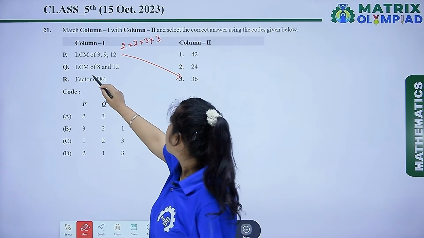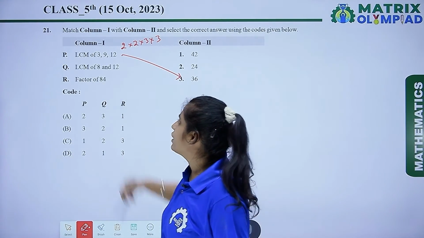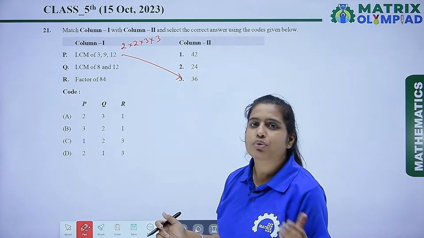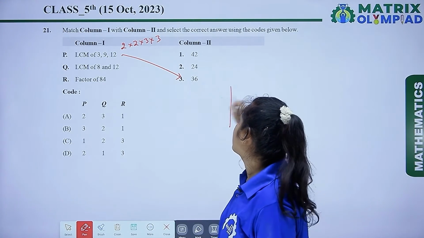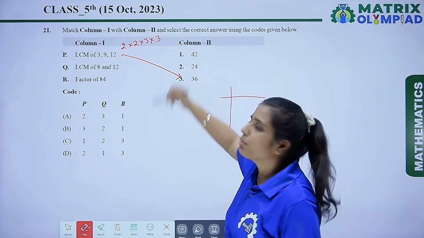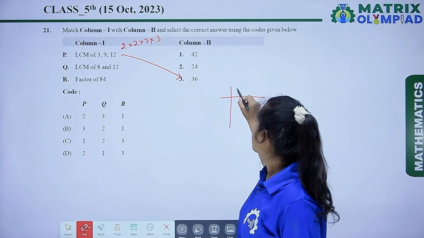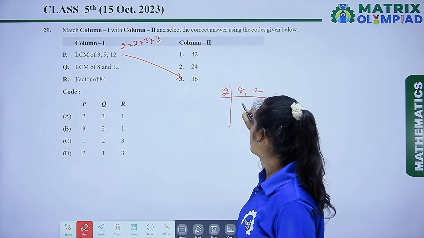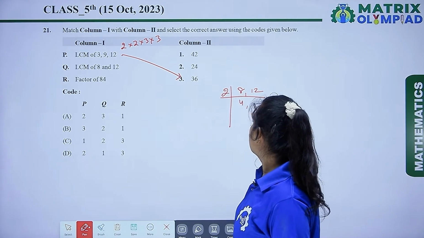Now next is LCM of 8 and 12. 8 and 12 का LCM क्या होगा? सेम वे में आपको 8 and 12 का निकालना है. आपको पता है प्राइम फैक्टराइजेशन जो हमने अभी ऊपर वाले में करी थी. So 8 and 12 का जब आप LCM निकालोगे तो like this we have to do the prime factorization.